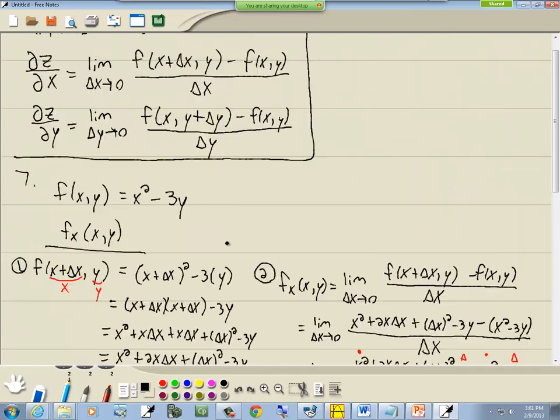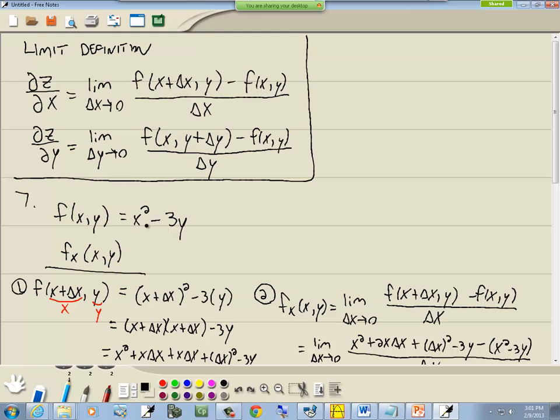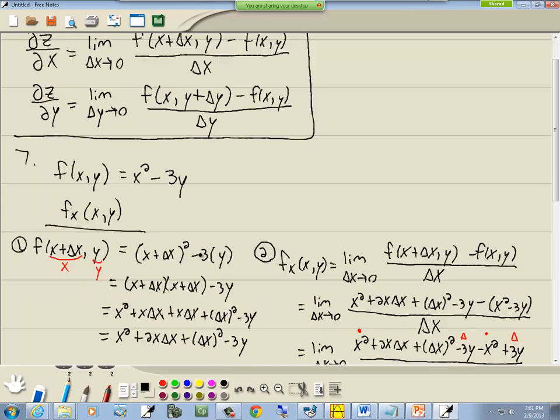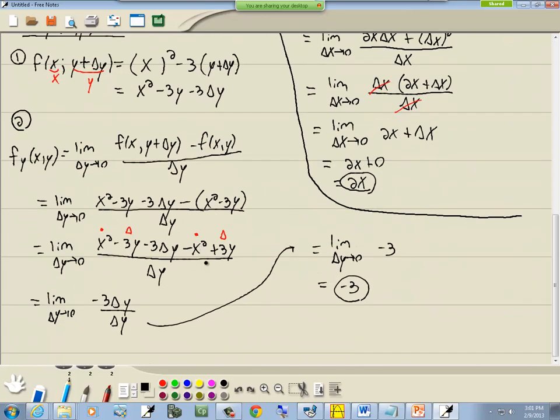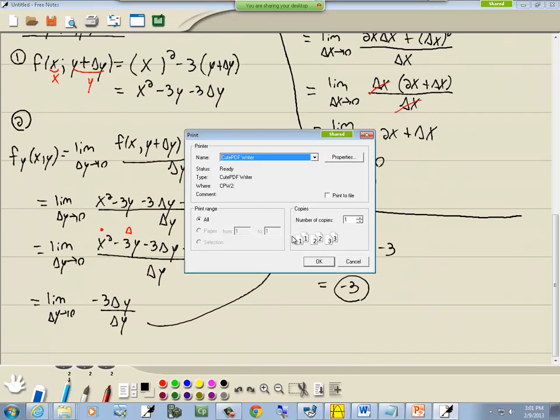And if I take a look at my original function and take the partial derivative with respect to y, the x squared drops away, and the derivative would be negative 3. So that checks. Let's save that page.